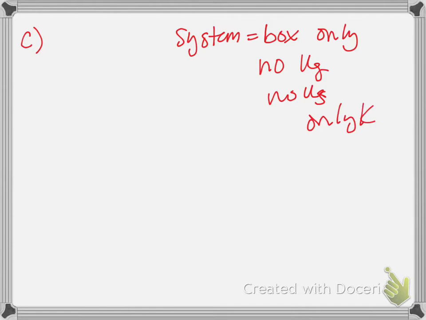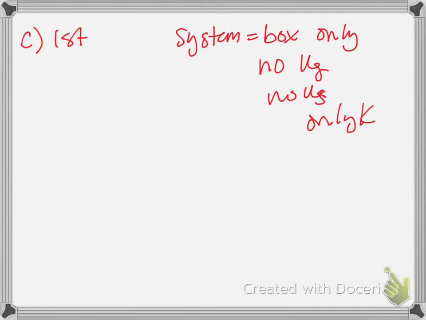Student 1 says, at first the mechanical energy of the system increases because the spring does positive work on the system. Then the mechanical energy of the system increases again as the box travels up the ramp because the box's potential energy increases. Okay, the first statement is correct. At first, the mechanical energy of the system increases because the spring does positive work on the system. If the system's only the box, then yes, the spring is doing positive work on it and speeding it up.